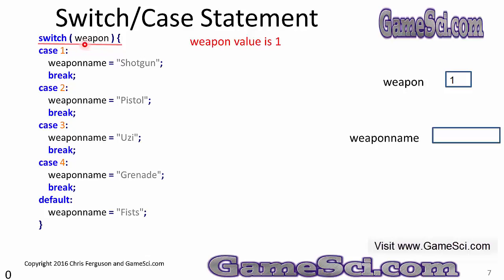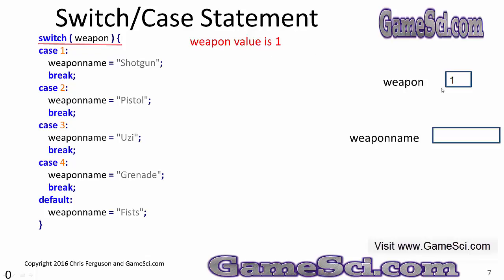When I switch on the weapon variable, I will compare the value in weapon to one of these many different cases. And really what I'm asking is, does weapon match case 1? Does weapon match case 2? Does weapon match case 3? When I get a match, I will select the code underneath the case to execute.